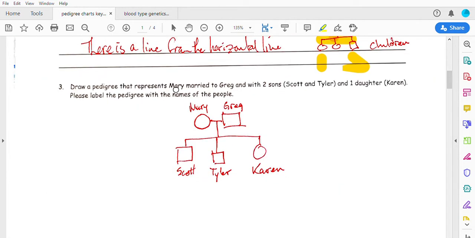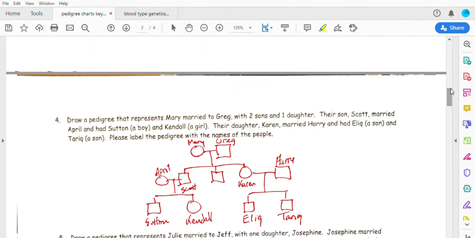All right. So we have Mary married to Greg, and they have two sons, Scott and Tyler, and a daughter, Karen. So here we have Mary, here we have Greg. This shows that they're married. This shows their offspring coming down. And so we've got Scott, Tyler, and Karen. As we go on, they add to this. So we've got Mary and Greg. They have Scott, Tyler, and Karen.